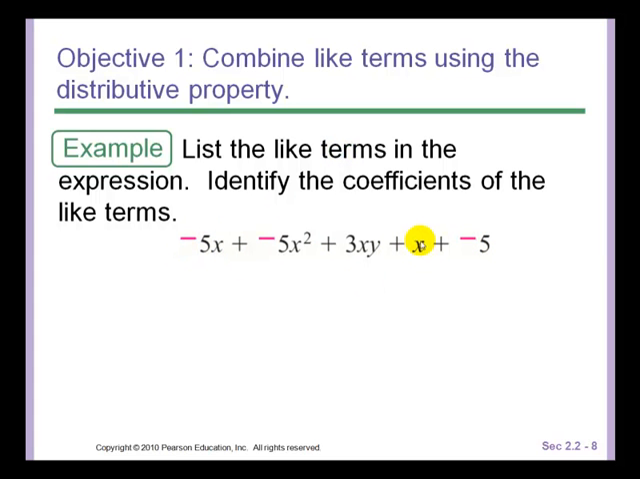Negative 5x and x are the like terms. This is a constant term. There is no variable. There are no other constants. This has an x and a y. Nothing else has an x and a y.